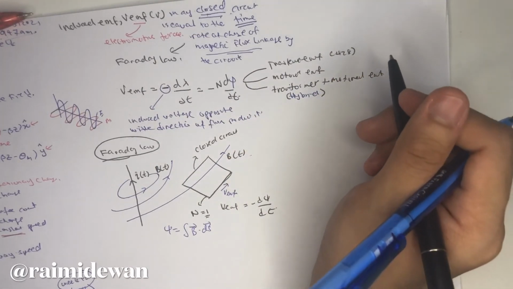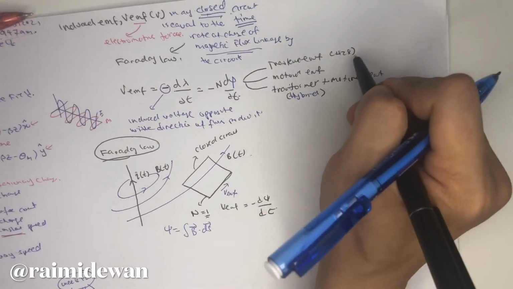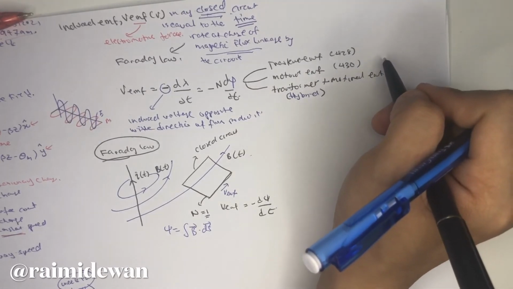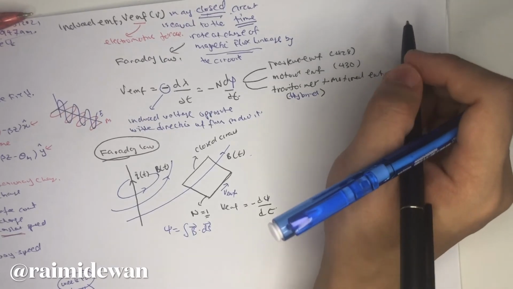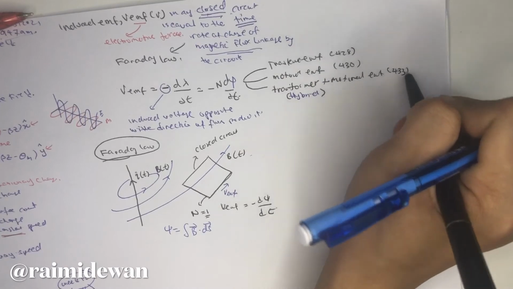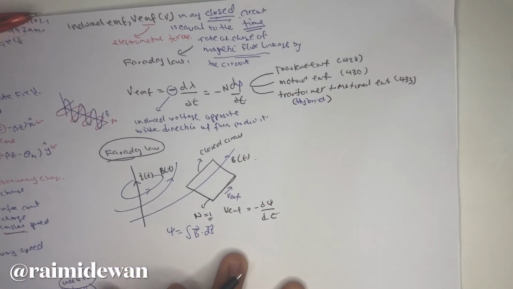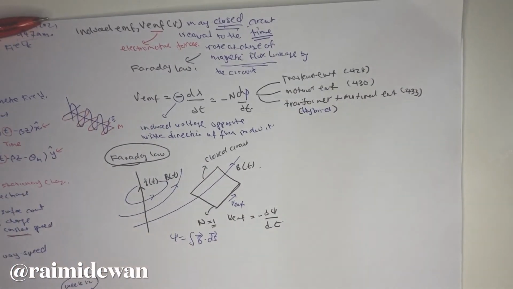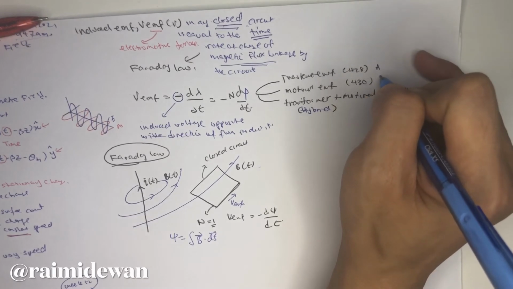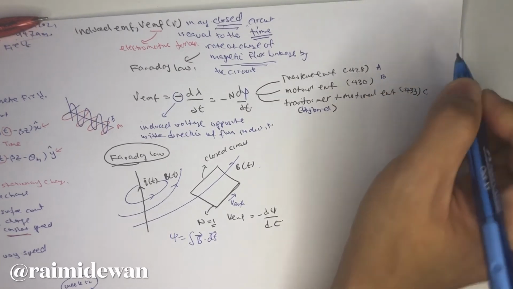of your Sadiku book, and motional EMF is 430, and the hybrid is 43, of your Sadiku book. So without further ado, I will just use what the Sadiku book refers to. This is case A, this is case B, and this is case C.